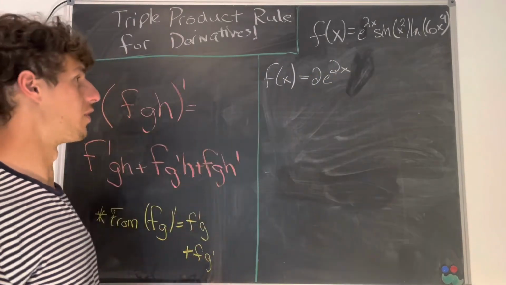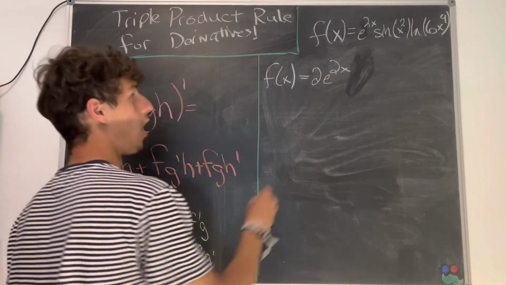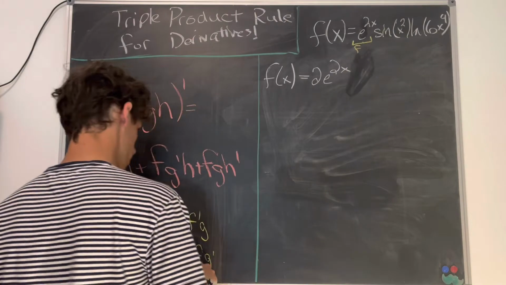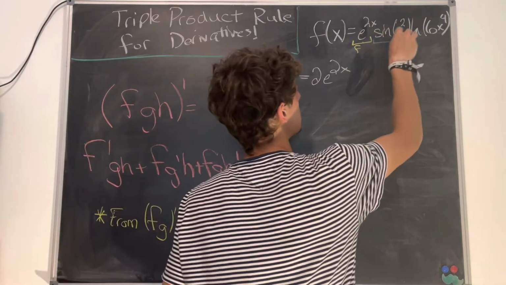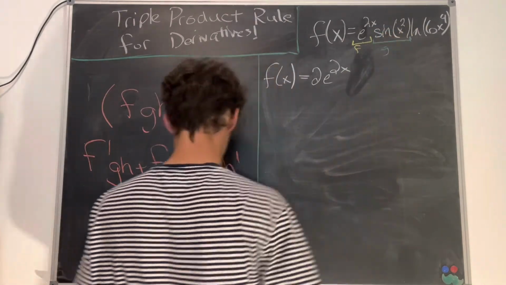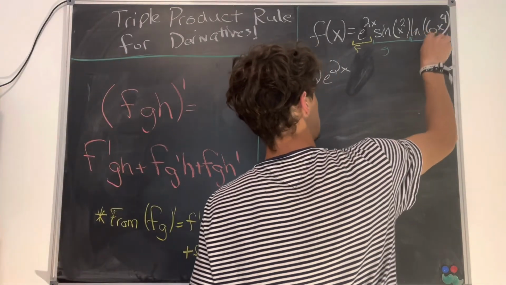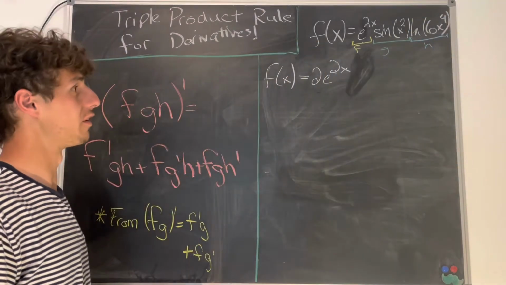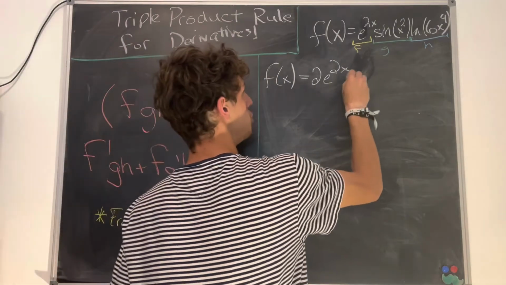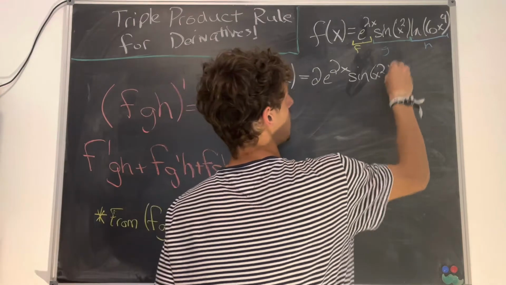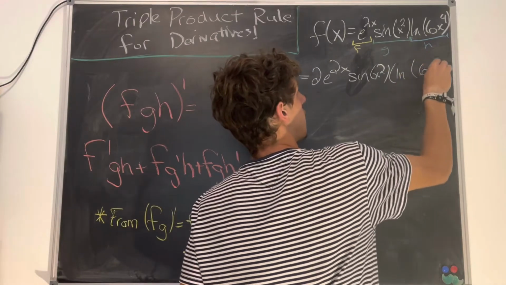So this is the derivative of f, where I'll underline f here in yellow. This is f, and then I'll underline g in green. That's the second function here. And then our third function I'll put in blue here. That'll be h. So this yellow bit is the derivative of f. Then we multiply by g and h without taking the derivatives. That's sine of x squared times ln of 6x to the 4th.